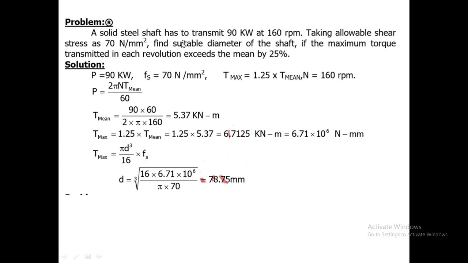Similarly, we have a shaft which is transmitting power of 90 kilowatt at 160 rpm. The allowable stress is given, and you have to calculate the diameter of the shaft, and the maximum torque should not exceed the mean torque by 25%.